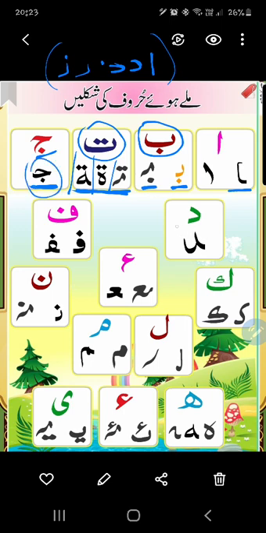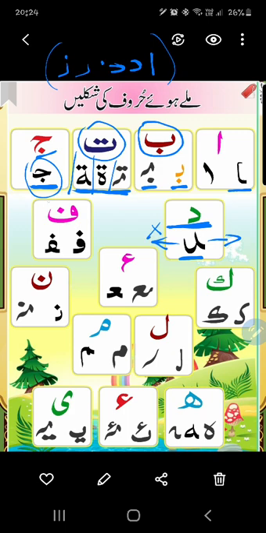Next letter, dal. Dal when it stands alone in green, and the one at the bottom is when some letters are joined before it on the right hand side. Then this is how the dal ends off. Take note and remember that no letter will be joined to a dal on the left hand side.